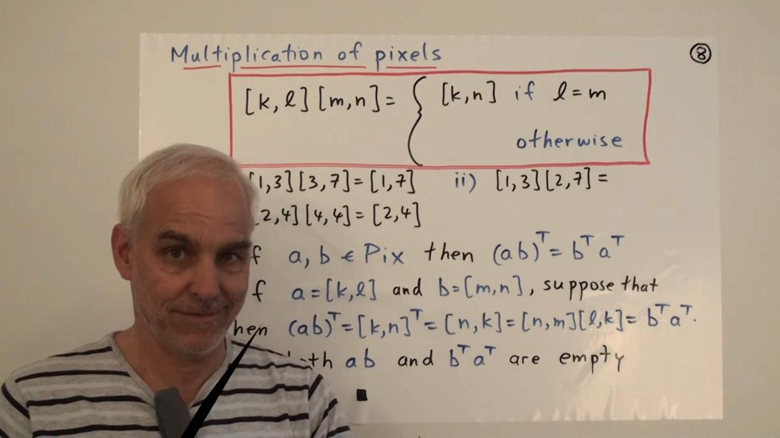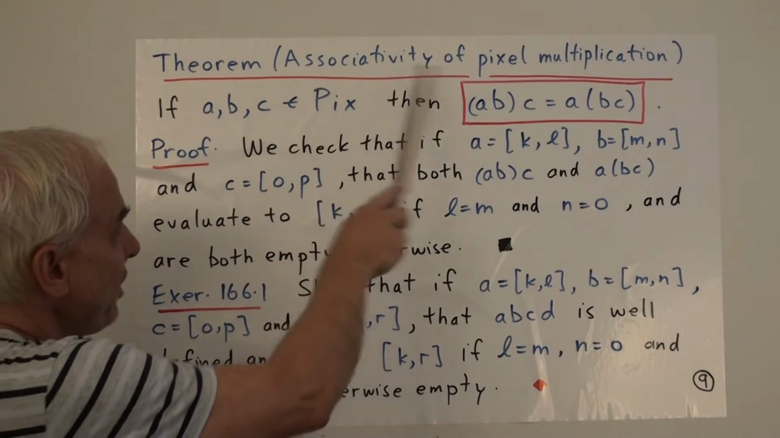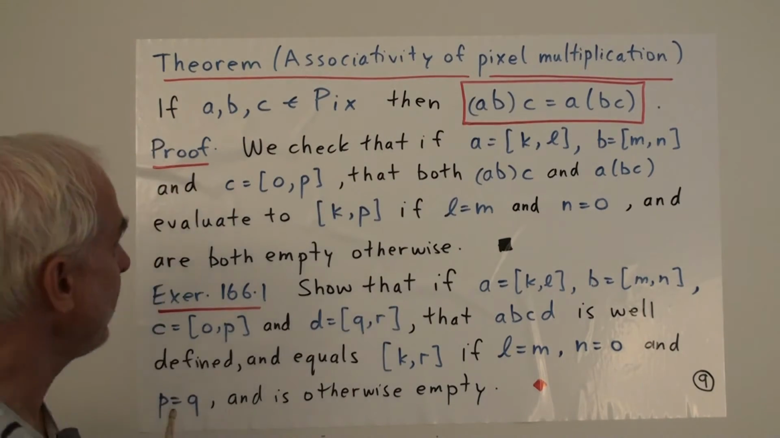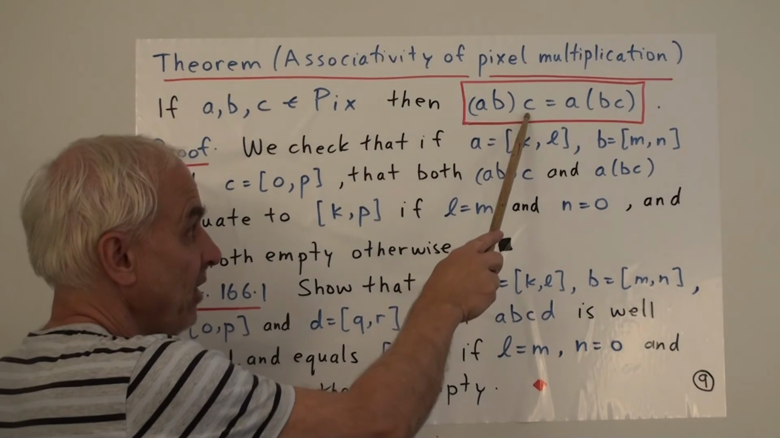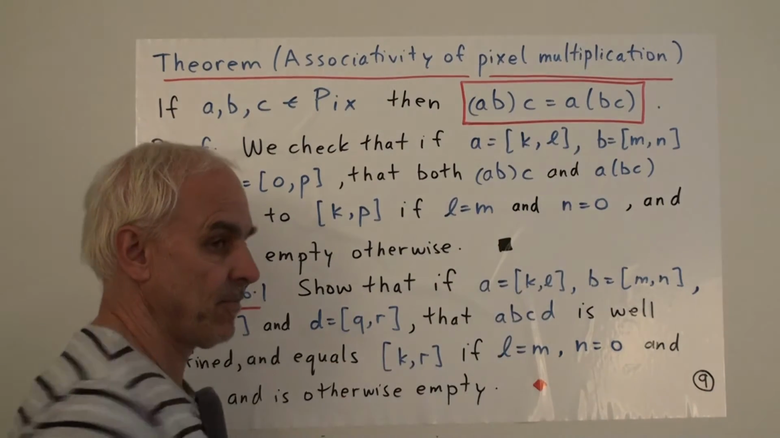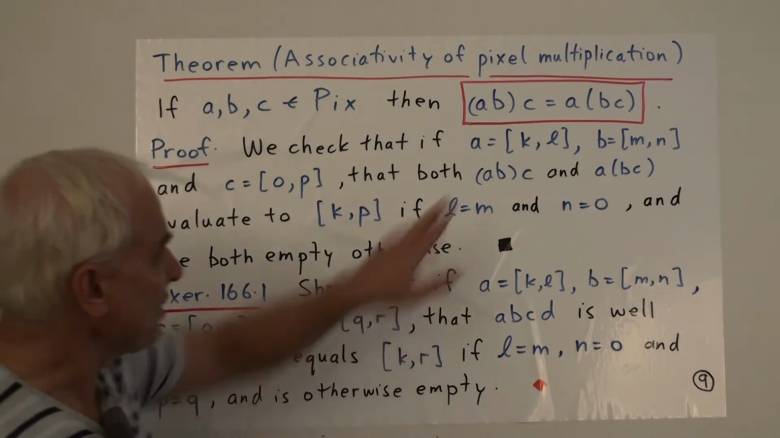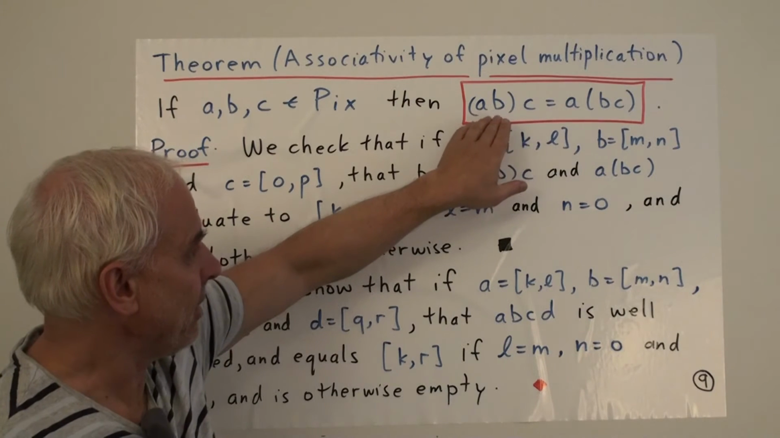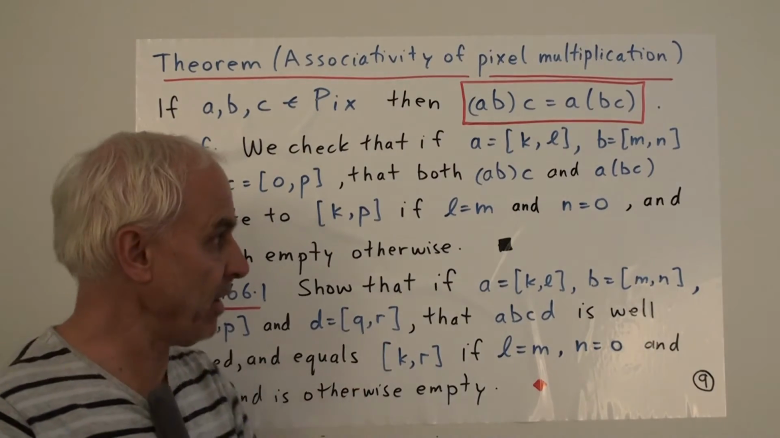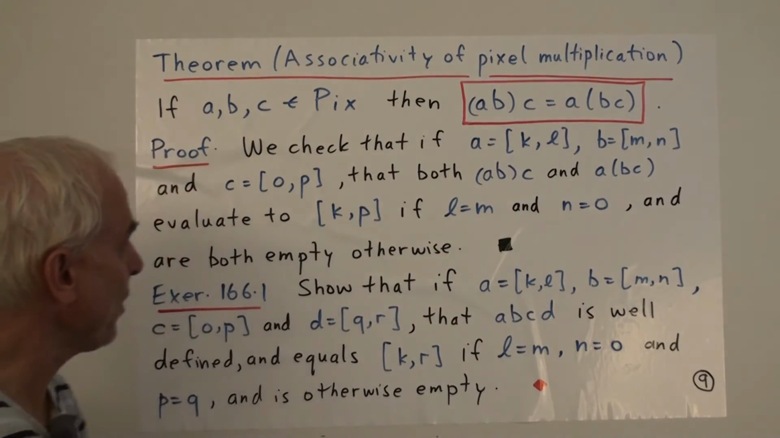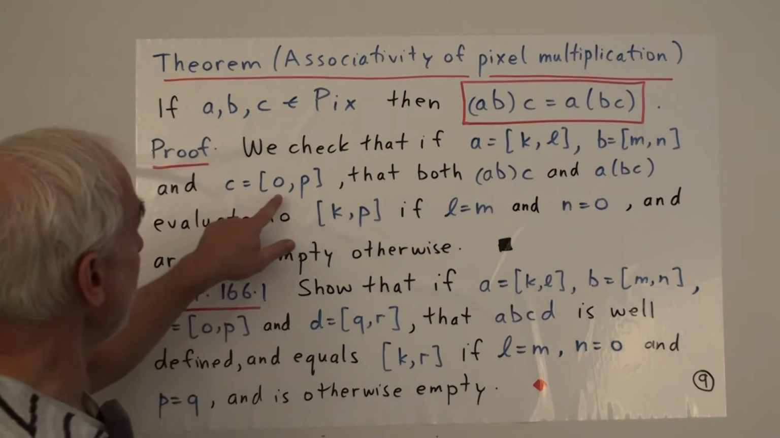All right, so now here is a more serious theorem. This theorem gets a name, associativity of pixel multiplication. And it is that if A, B, and C are all pixels, then AB times C equals A times BC. So we have associativity of pixel multiplication. Okay, I'm going to have to say a little bit about this. There's a kind of special case here that our previous definition hasn't really covered, and I will discuss that during the proof. We'll start by introducing A to be KL, B to be MN, say, and C equals OP.